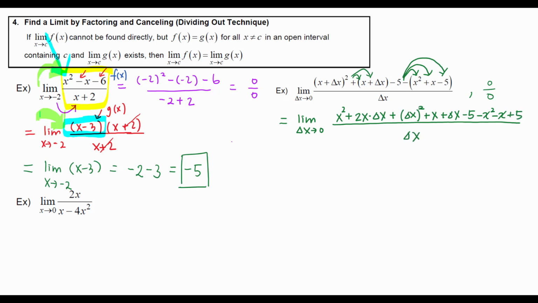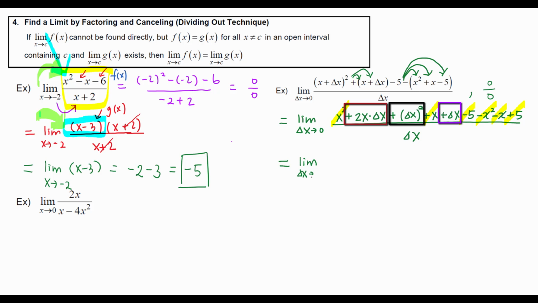I can see that a positive x squared and a negative x squared is 0. A positive x and a negative x is 0. And negative 5 plus 5 is 0. What's left is 2x delta x plus delta x squared plus delta x, which has delta x as a common factor. So I'm going to factor out the delta x in front, so I can divide out by the delta x in the denominator.